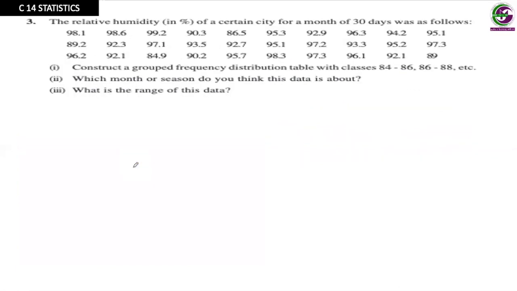Let's see the next. The relative humidity in percentage of a certain city for a month of 30 days was given as follows. Construct a frequency distribution table starting from 84, and each interval should be of 2%. That's the first part. Next is, which month do you think? Means if the humidity is high, it will be a rainy season, and if it is less, it will be summer season. We have to see which season it is. What's the range of this data? Range means the largest value minus the least value.